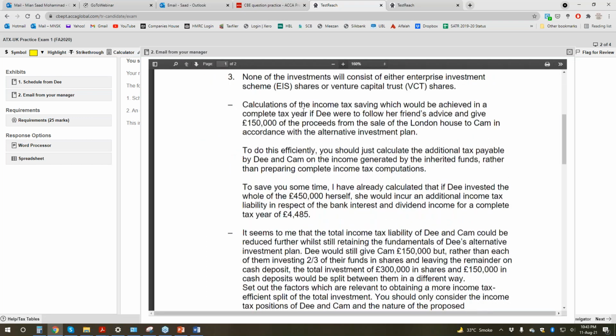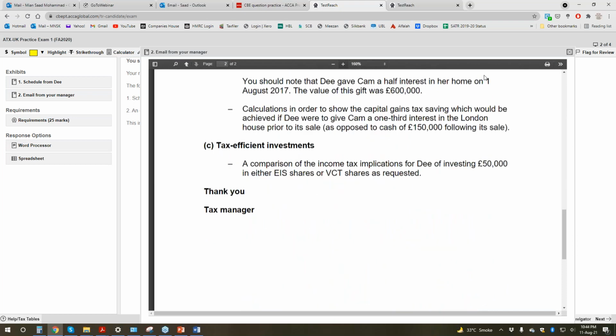So I will first read the shorter requirement first: tax efficient investments. A comparison of the income tax implications for D of investing 50,000 in either EIS shares or VCT shares as requested.